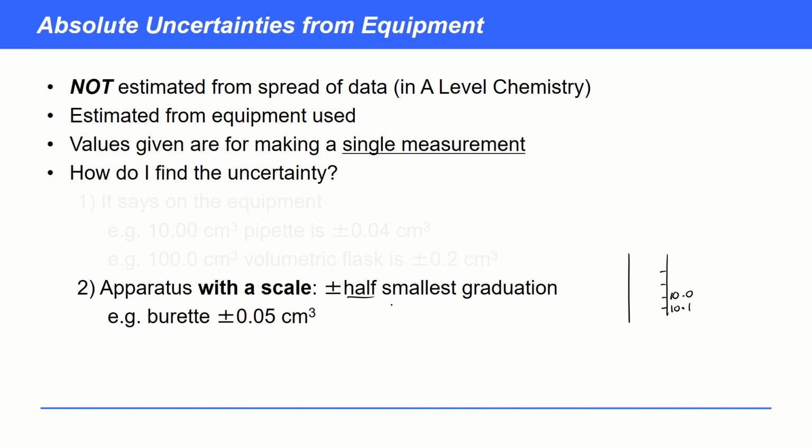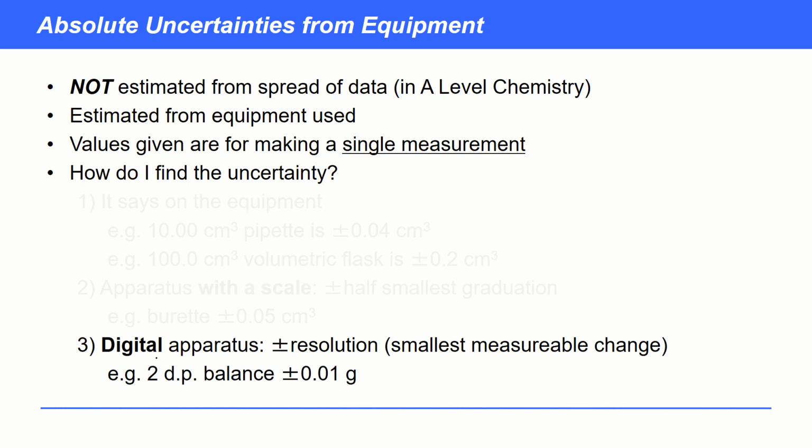Now some glassware that's less good than a burette, say Class B glassware, says the smallest graduation. So if in doubt, again, look carefully at the equipment and see. But if in doubt, if there's nothing stated, you can assume half the smallest graduation.